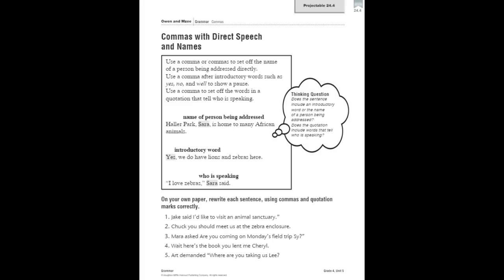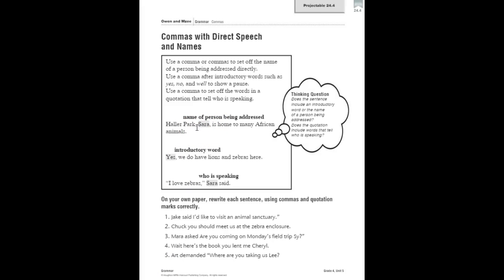So, let's look at this example. "Holler Park, Sarah, is home to many African animals." To figure out use of commas and quotation marks, I need to ask, does the sentence include an introductory word or the name of a person being addressed? These are our thinking questions, okay? Or does the quotation include words that tell who's speaking? Well, Sarah is the person being addressed. So you need to put a comma before and after her name.